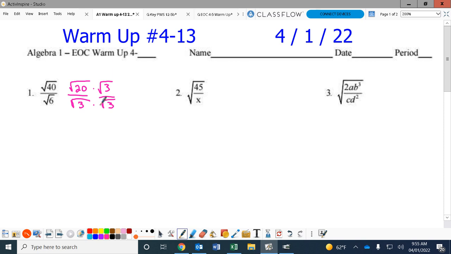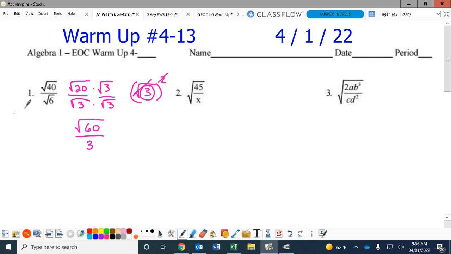So when we do that, that's going to make it the square root of 60 over, guys, the square root of 3 times the square root of 3, which is 3. When you multiply a radical by itself, it is that number with no radical sign. The reason that works is the square root of 3 squared, the square and the square root cancel each other out, and all you have left is that number.